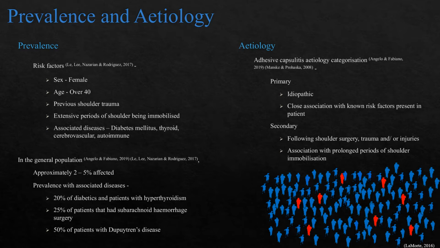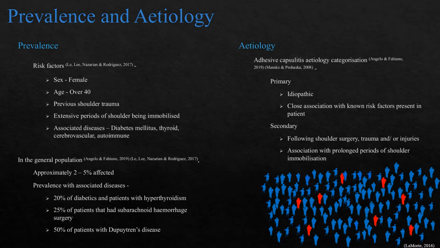Some conditions such as diabetes and thyroid, cerebrovascular, and autoimmune diseases are also known to contribute to the disorder's development. In the general population, approximately 2 to 5% are affected. Analyzing prevalence rates with the associated diseases, percentages increase drastically to as high as 50%.